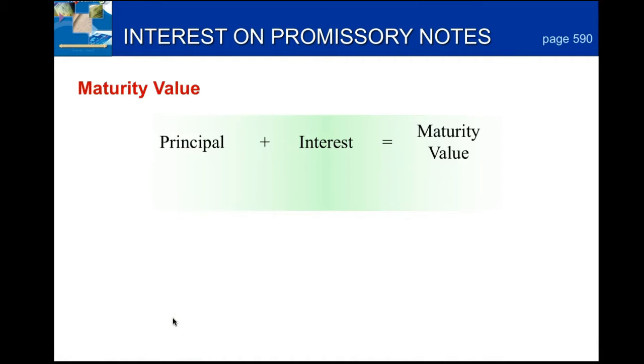So, interest on promissory notes. The maturity value: you have the principal of $20,000 plus the interest of $300, for 90 days, which equals $20,300, and that's the maturity value. That's what the entire loan is worth.